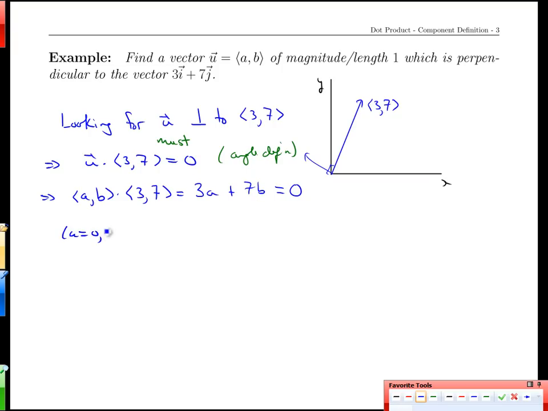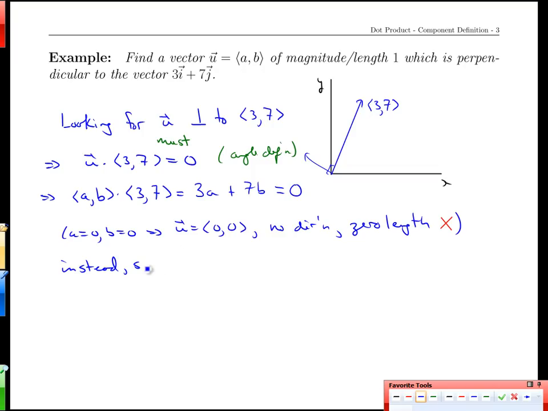We could have a equals 0 and b equals 0, but that means that our u would just be 0, 0, which has no direction and 0 length. And that's not what we're asked for in the question. We're asked for a vector with a length of 1, so this can't be what we're looking for here. So we have to get a little more sophisticated, but what we can say is how a and b are going to be related.